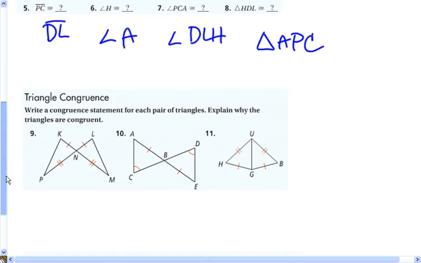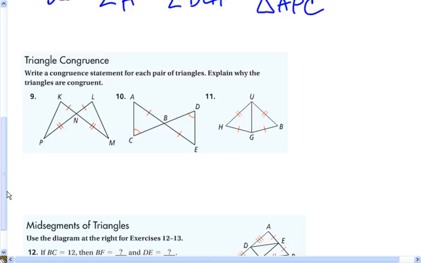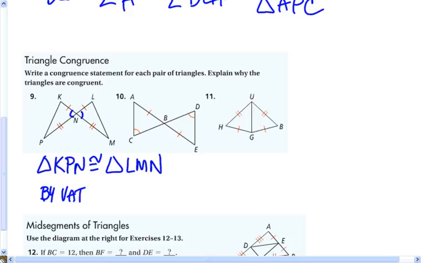All right, a review of triangle congruence here. Write a congruent statement for each pair of triangles. Explain why the triangles are congruent. We could write it something like this. Triangle KPN is congruent to triangle LMN. And we would say, because of that, we have congruent angles there. So by that, vertical angle theorem and side angle side.